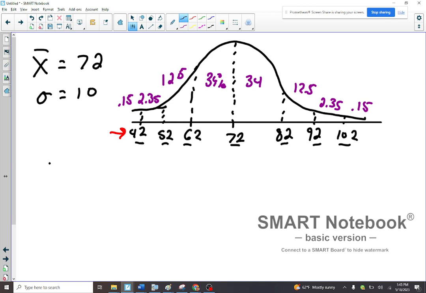So I'm going to ask you questions like this. What's the probability of getting 52 through 72 if I pick somebody randomly? So I have to add this part and this part together. It's only going to be one question. There'll be one curve, and I'll ask a couple questions from it. So this case is 34 plus 13.5, 47.5%.